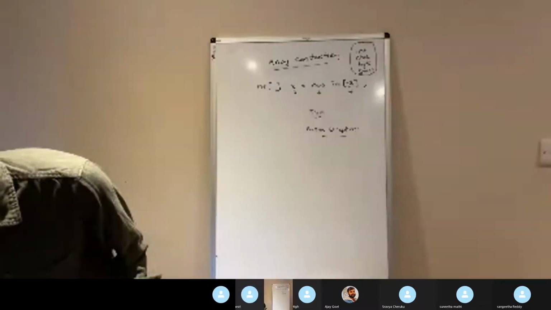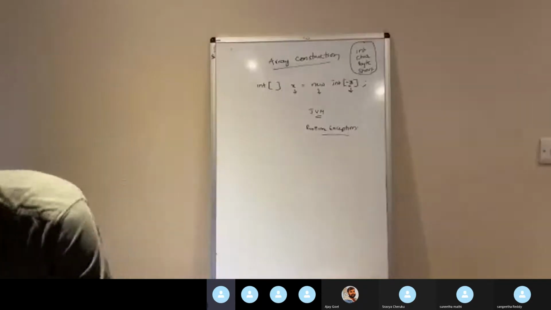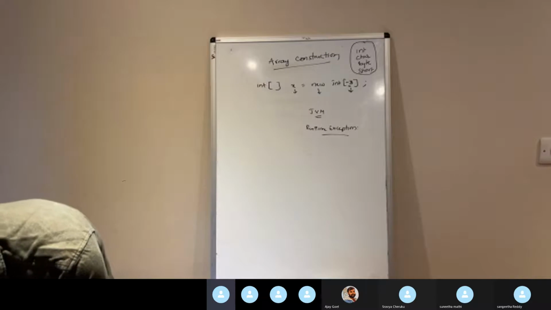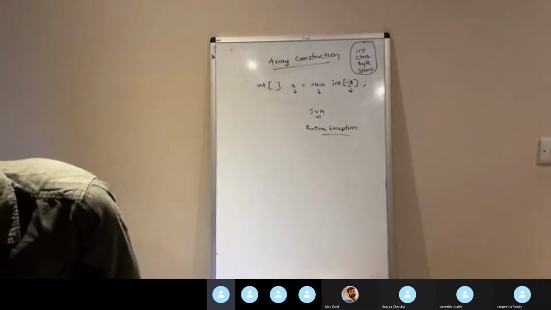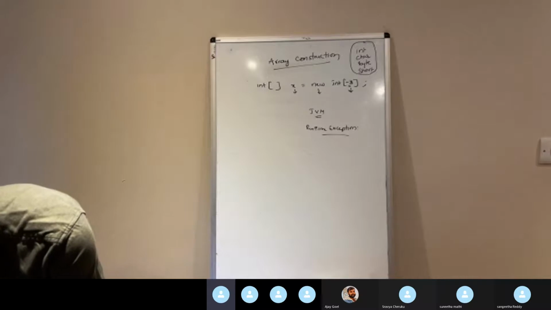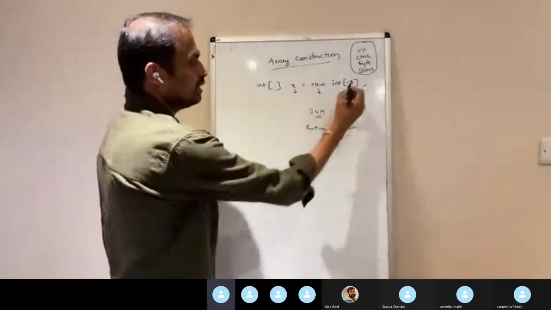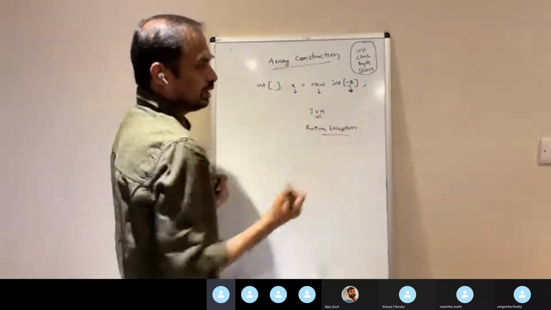So what are the rules that we need to know? What are the rules that we need to remember? First rule, at the time of array creation, we should mention the size of the array.